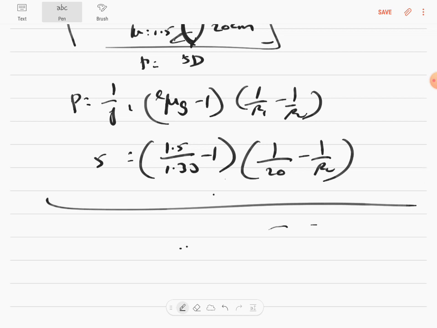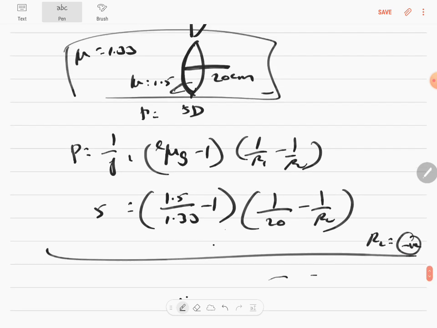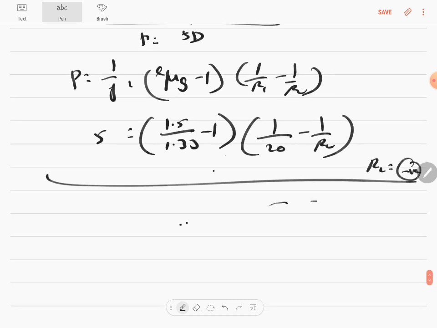And R2, when you find it, has to be written as negative finally, because R2 is on this side. After finding it, you can't use the sign convention before itself, okay. So let's go to the next question.